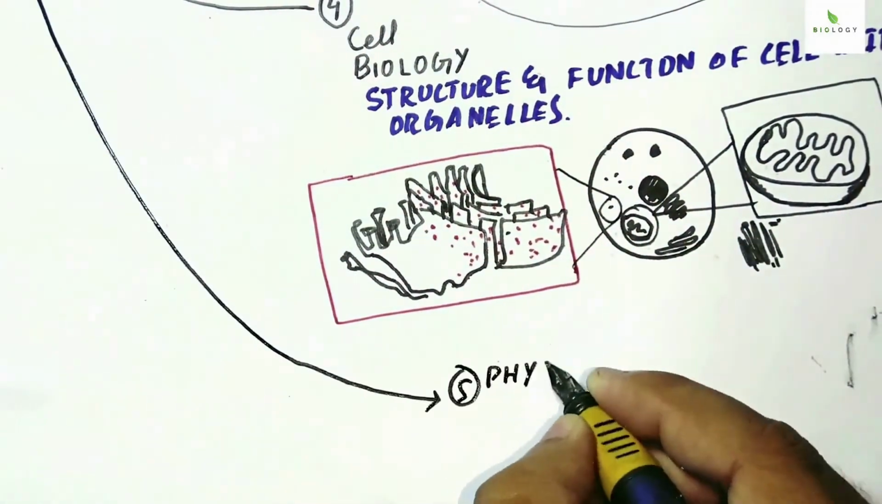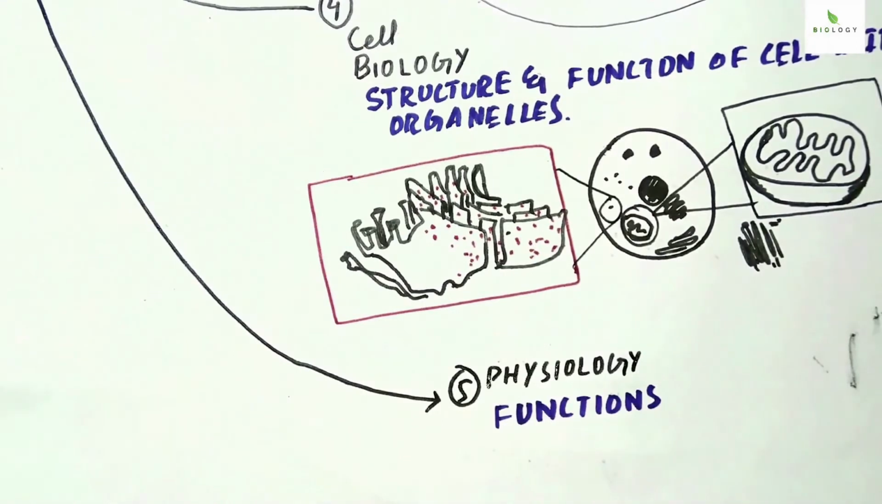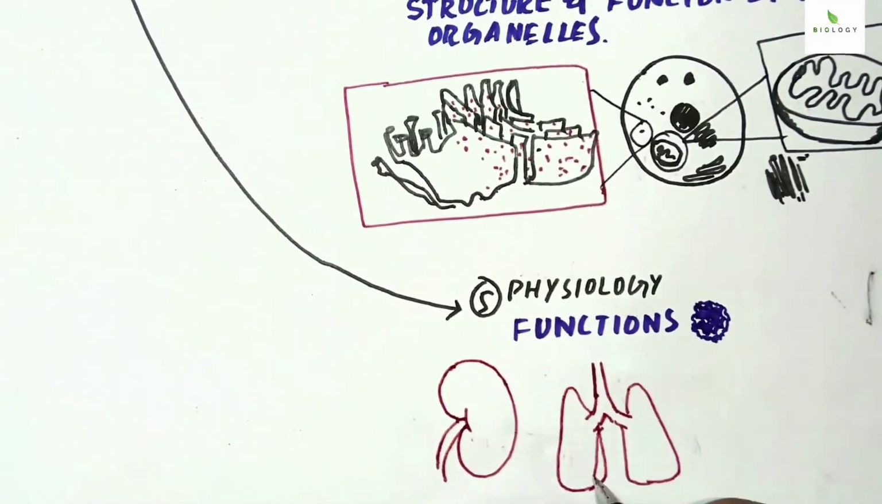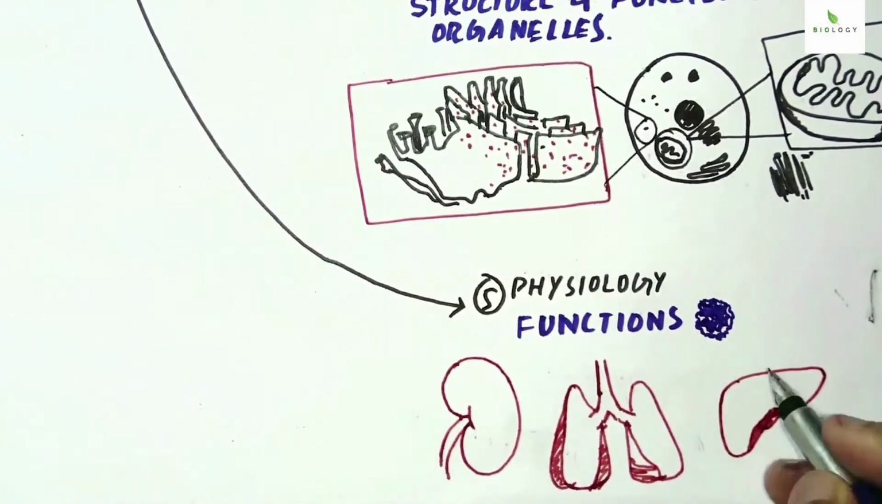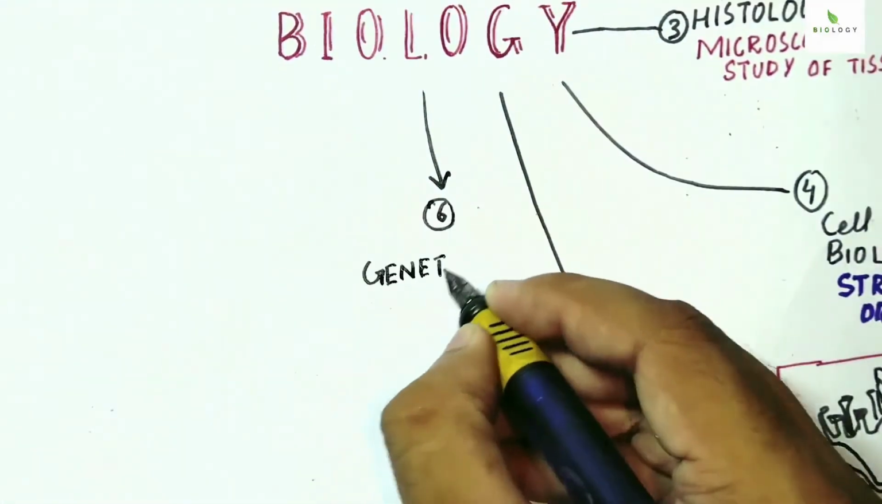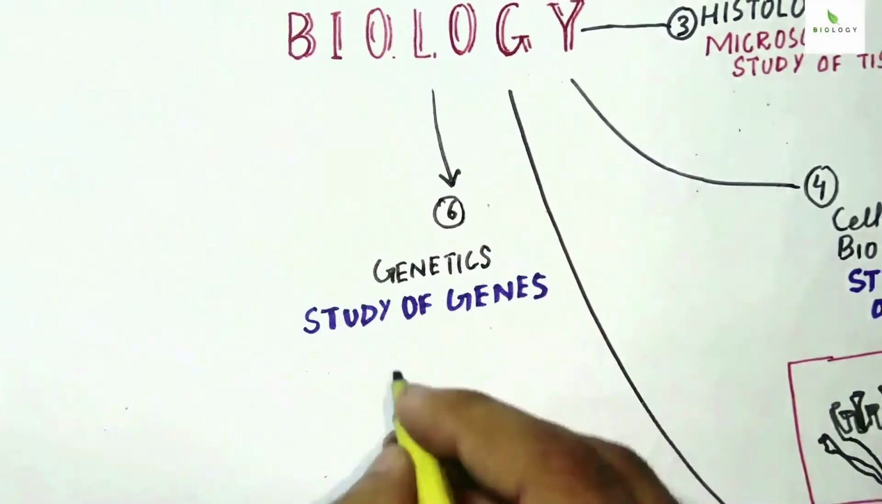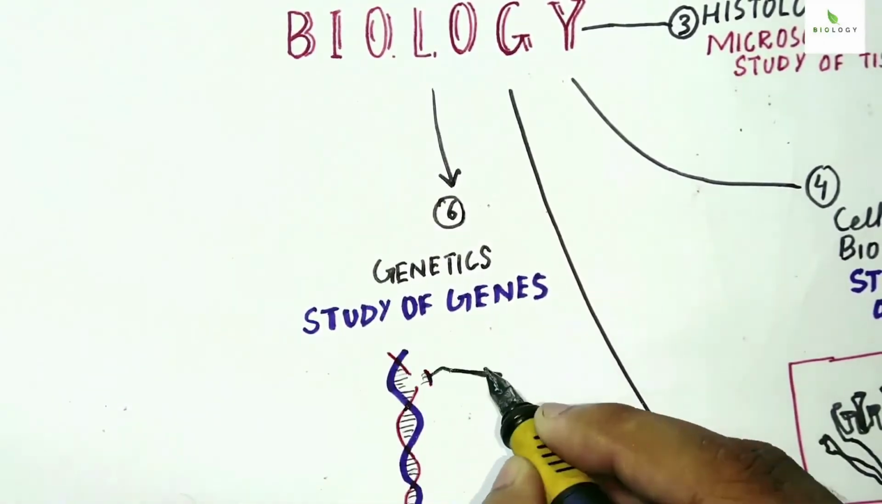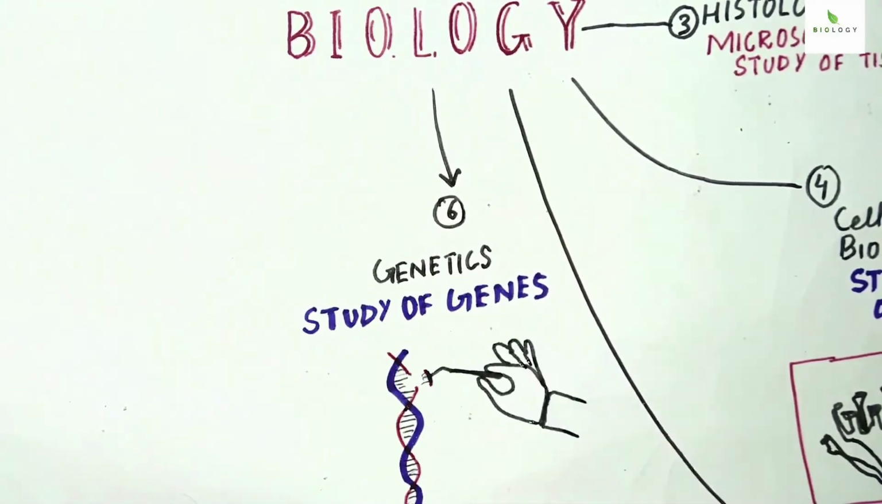Physiology. Physiology deals with the study of functions of different parts of the living organism. For example, kidney, liver, and lungs. Genetics. The study of genes and their role in inheritance is known as genetics. Inheritance means the transmission of the characters from one generation to another.